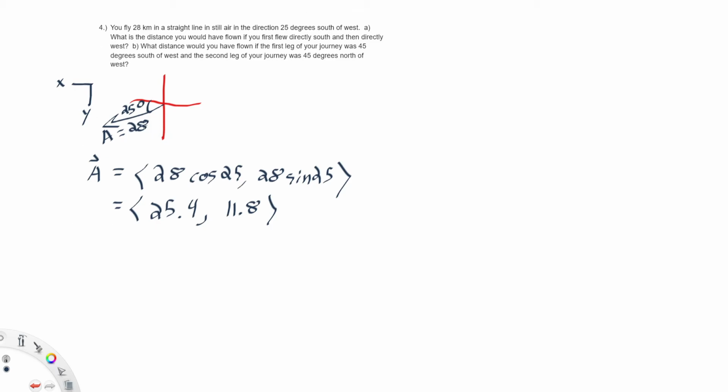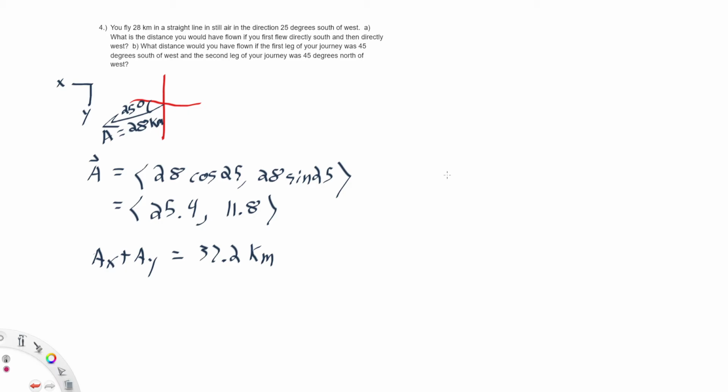So your actual flight was 28 kilometers. If you had flown directly south and then directly west, you would have gone 25.4 kilometers and then 11.8 kilometers. So the distance that you would have traveled would be 37.2 kilometers. Right, considerably longer.